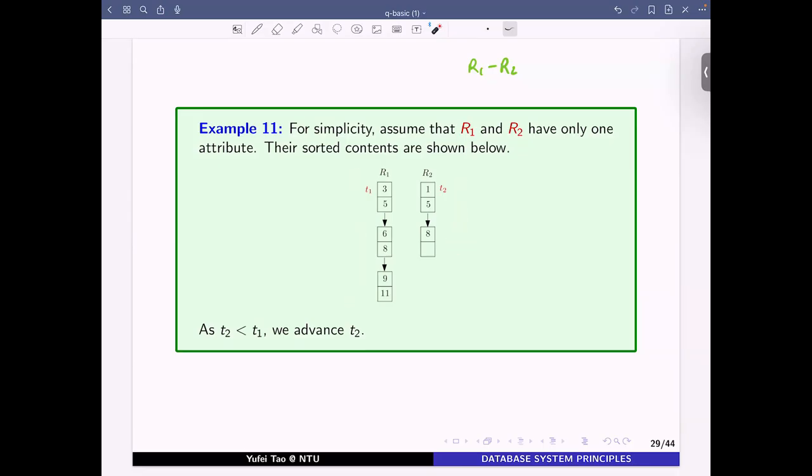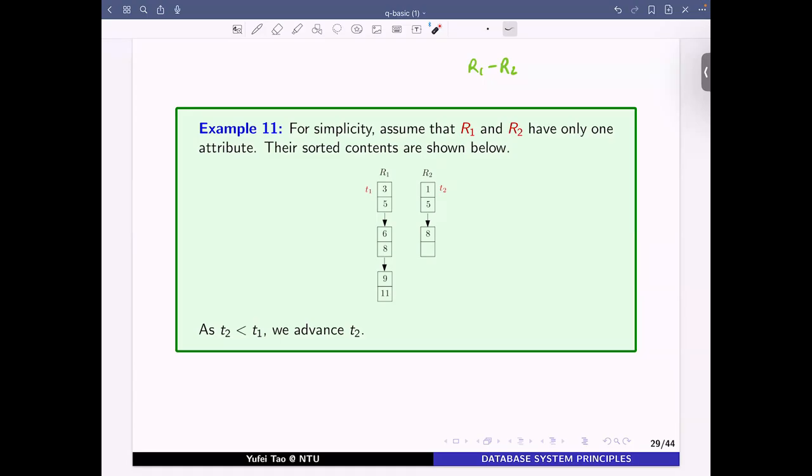So the number of IOs we pay will be simply B1 plus B2, but that's after sorting. In order to calculate the total cost, you still have to factor in the cost of sorting. However, the scan is synchronous. You will scan R1 and R2 at the same time, and you will advance the scan in a very strategic, interleaving manner. So we'll see the idea using this example.